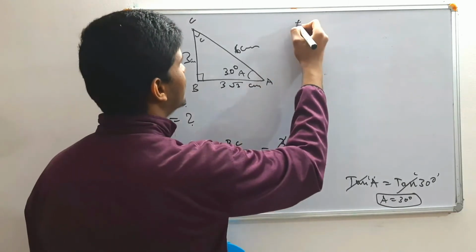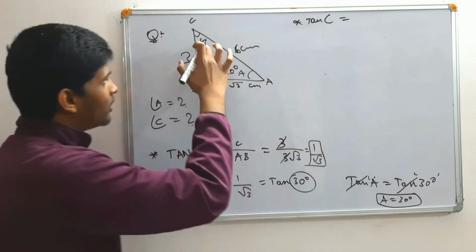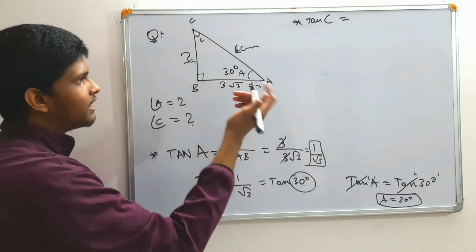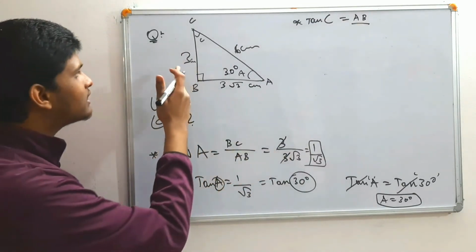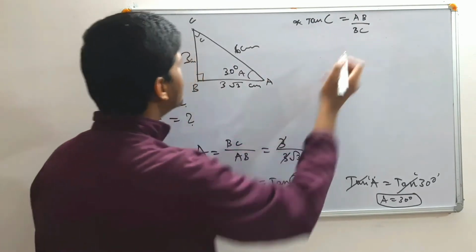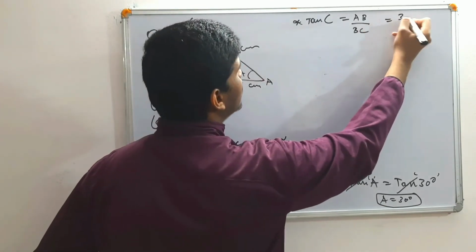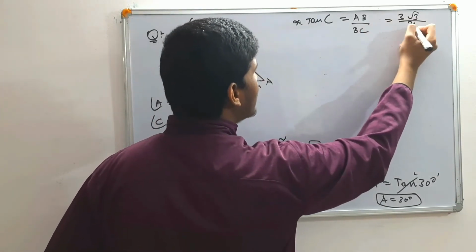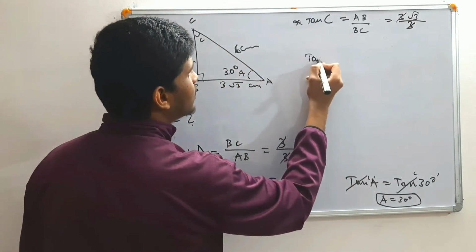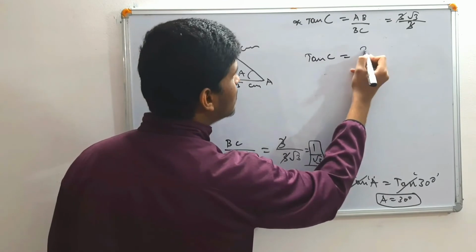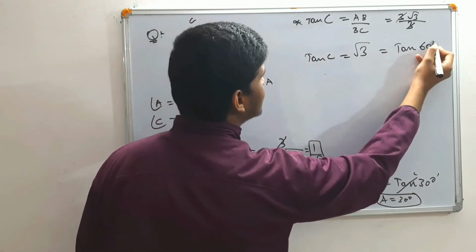Now next, coming to this, tan C is equal to the opposite side to angle C, which is AB, divided by the adjacent side to angle C, which is BC. The length of AB is 3 root 3 and the length of BC is 3. So 3 root 3 by 3, 3 gets cancelled, even units get cancelled. So we are left with tan C is equal to root 3, which is equal to tan 60 degrees.